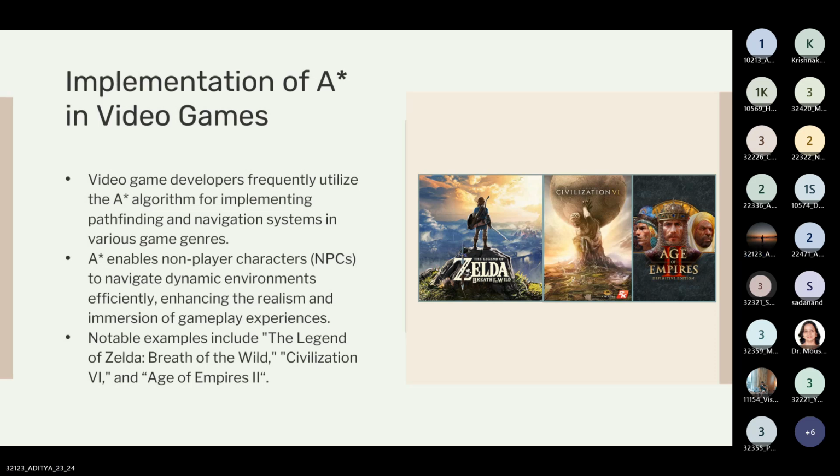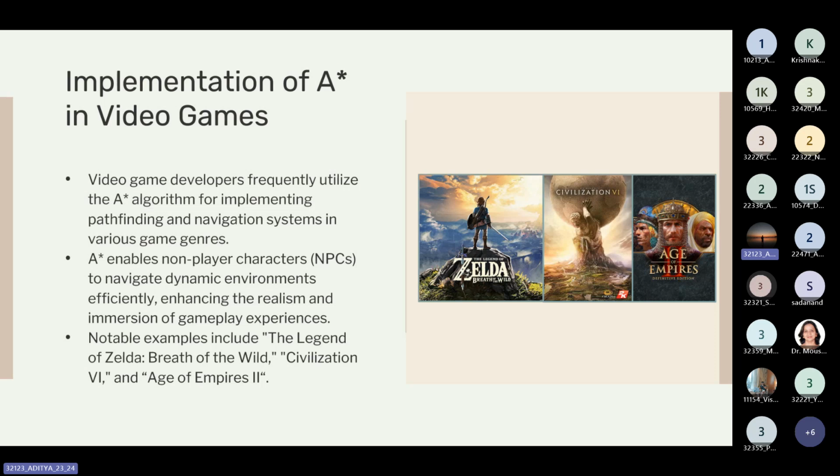The non-playable characters, such as in, suppose, Legend of Zelda, where we have our player Link, and we also have other NPCs which can either follow us or we can interact with them, utilize the A-star algorithm. Then Civilization 6 is a turn-based strategy game in which there are small characters on our board which can follow different paths in the game, and whenever we want them to move from one grid cell to another grid cell, they use the A-star algorithm to find their path.